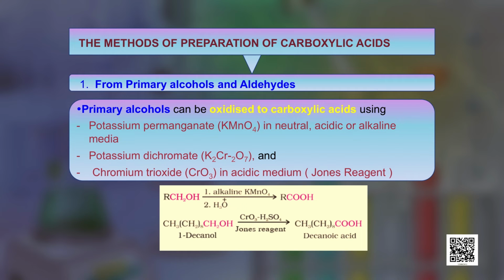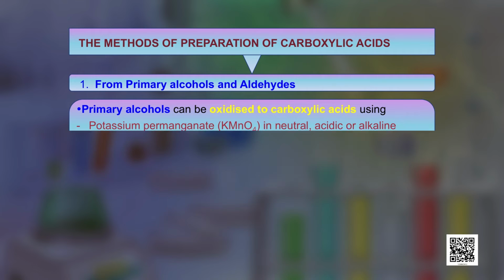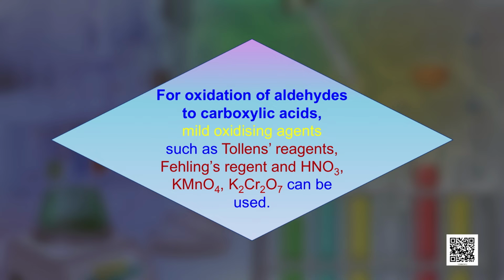You can see in the reactions that alcohols are oxidized to carboxylic acids using these reagents. And coming to the oxidation of aldehydes to carboxylic acids, even mild oxidizing agents such as Tollens reagent and Fehling reagent are used. In addition to them, we can also use nitric acid, KMnO4 and potassium dichromate for the oxidation of aldehydes to carboxylic acids.